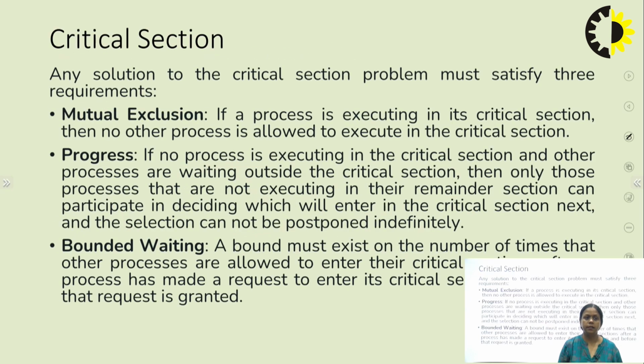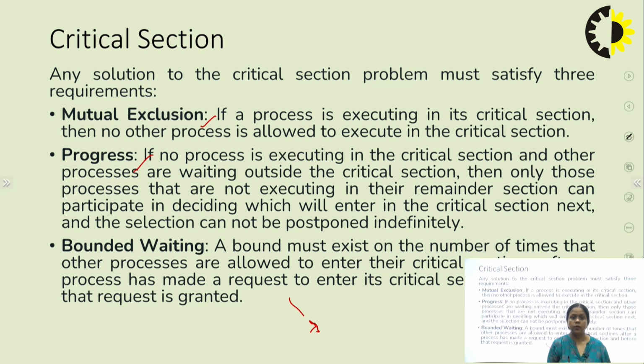Now we will see some necessary conditions for the critical section problem. If any solution is there for the critical section, it should satisfy these 3 necessary conditions. First one is mutual exclusion. Mutual exclusion means only one process can execute its critical section at one time. No other process is allowed to execute the critical section at that time.